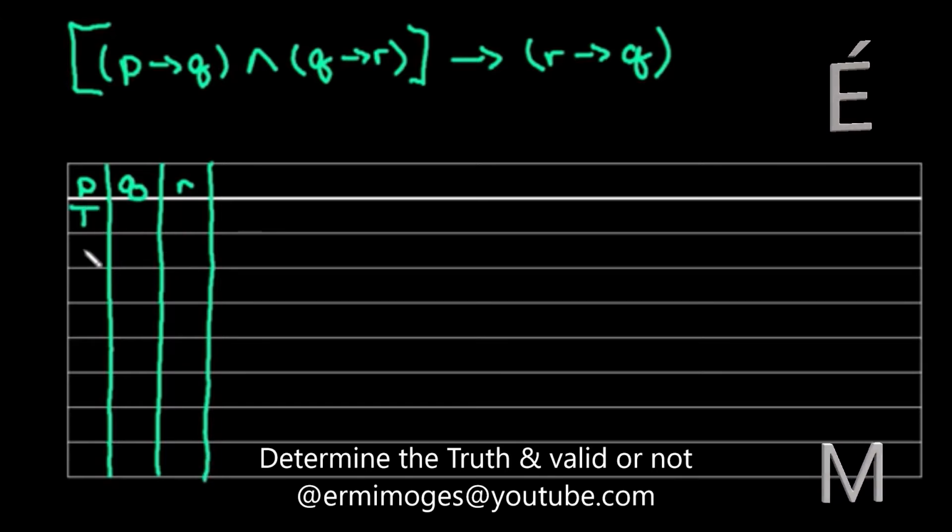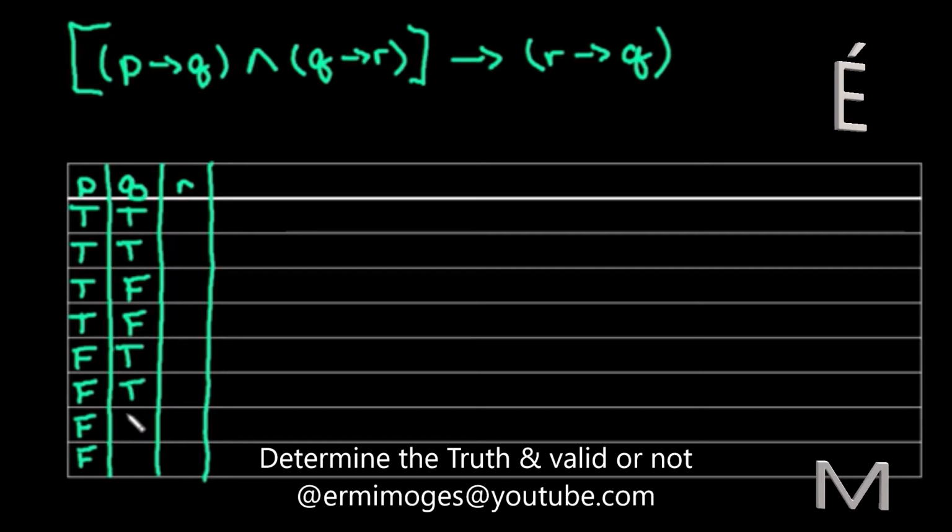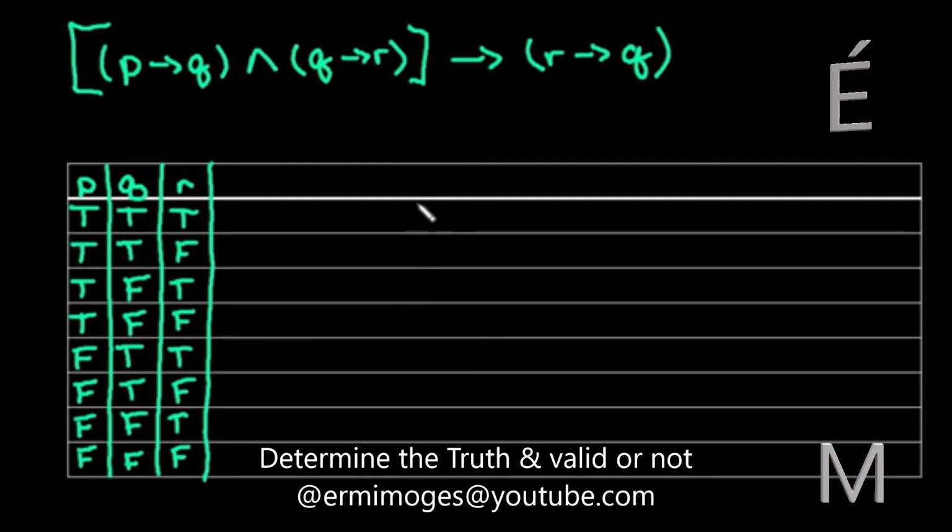P, or your first statement, is always going to be true, true, true, true, followed by 4 falses. Q is always going to be true, true, false, false, true, true, false, false. So it's 2 truths, 2 falses, 2 truths, 2 falses. And then the last column is always going to be true, false, true, false, true, false, true, false. So when you're setting up for 3 statements, you will always start the same way.